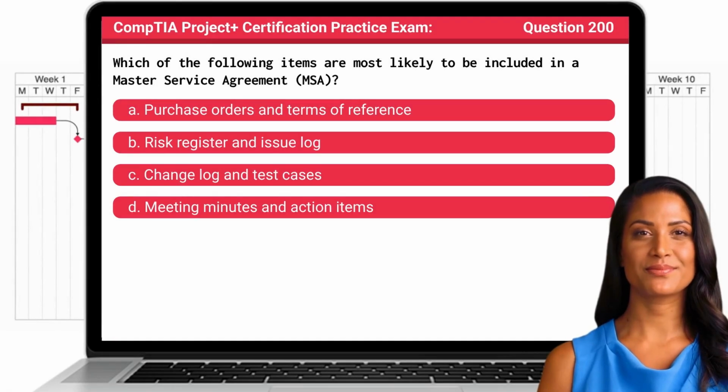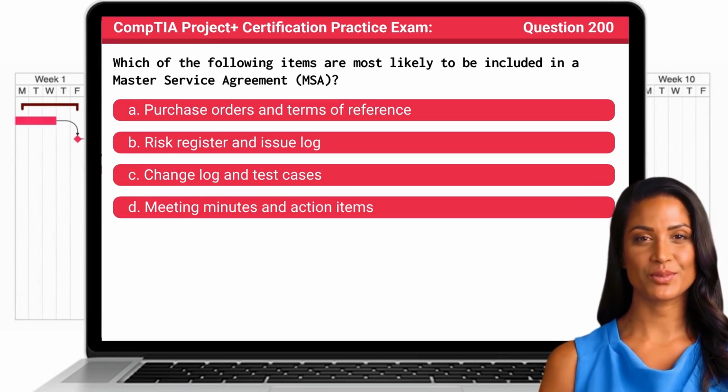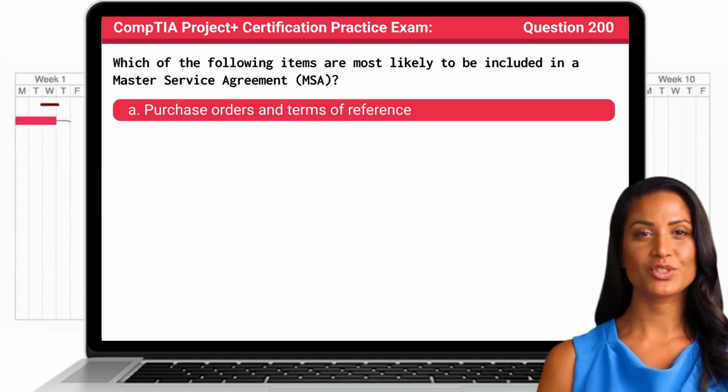Question 200. Which of the following items are most likely to be included in a master service agreement? The answer is A. Purchase orders and terms of reference.